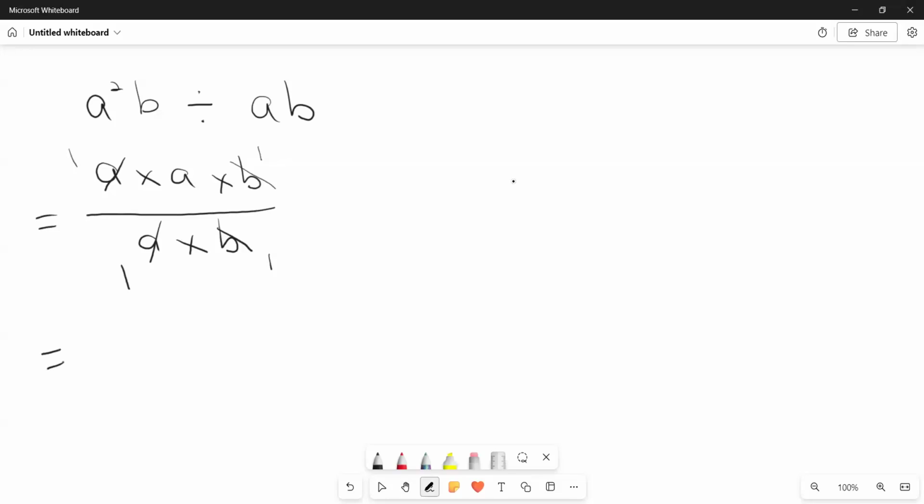So what do we end up with? 1 by A by 1 will give us A, over 1 by 1 is 1. So our answer is A. So you see, in this case, the B disappeared. The B was canceled out.